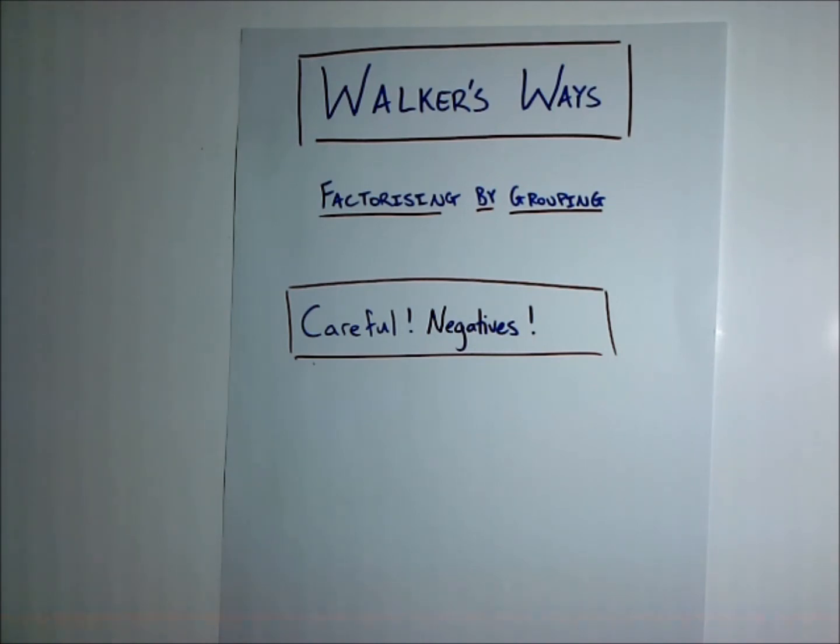Now, just like any questions that really involve algebra, you really need to be careful of the negative signs, especially if you're multiplying or dividing, or in this case factorizing by negatives. So you need to make sure that you've got the correct positive or negative sign. So we'll have a look at a couple of examples.